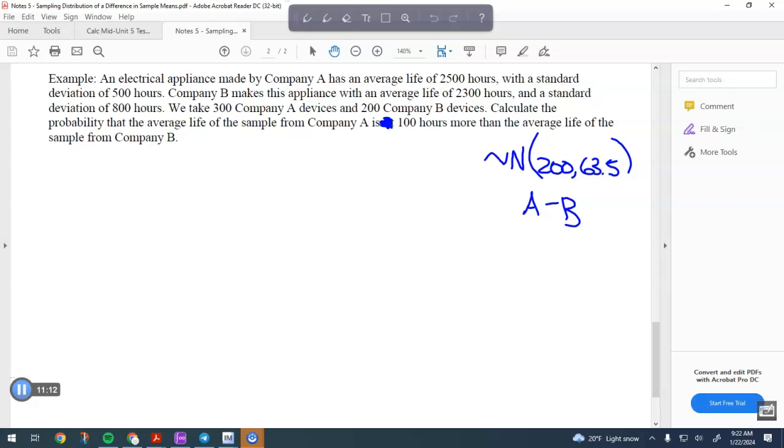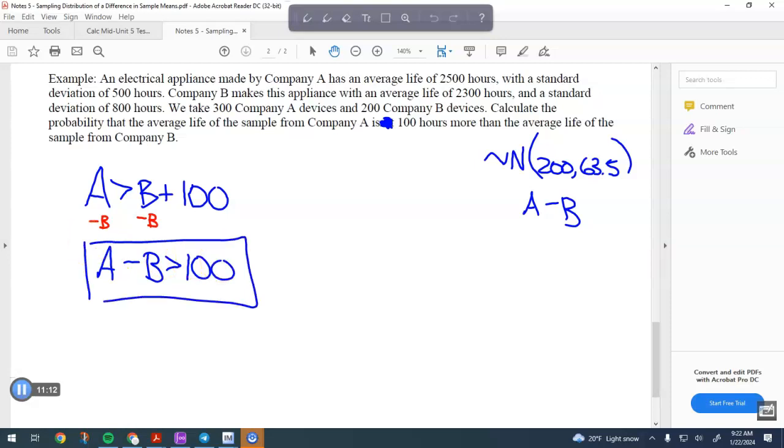All right, so now they're saying calculate the probability that the average life of sample A is 100 more than the average of sample B. So that means A has to be bigger than B plus 100. Does that make sense? Well, my distribution was set up as A minus B. So I've got to turn this into something that is A minus B. So I'm just going to subtract B from both sides. And then wouldn't this say A minus B is greater than 100? Some of you might have just jumped to that right away. And that's fine. I'm just showing different ways to get to it. And then I have the mean, the standard deviation, and what I'm looking for.